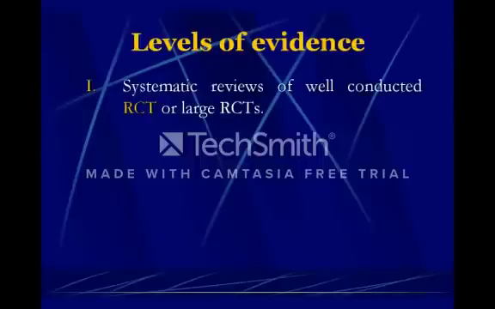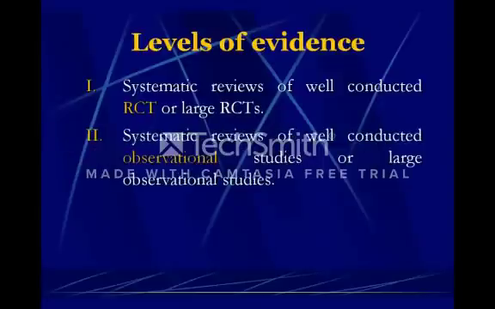Evidence is graded according to its power. The best evidence is obtained from systematic reviews and meta-analysis of well-conducted randomized controlled trials, or even from very large multi-center randomized controlled trials. Here we say that the evidence is level 1. So level 1 evidence is the highest evidence that can be found. It is usually generated from randomized controlled studies. Down the pyramid we have the observational studies, the cohort and the case control. So level 2 evidence is systematic reviews of well-conducted observational studies or very large observational studies.